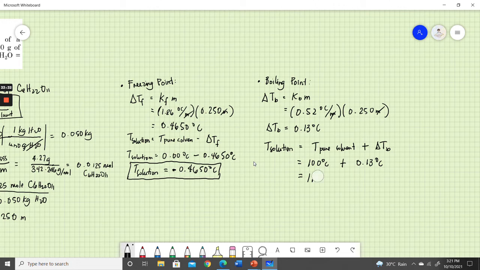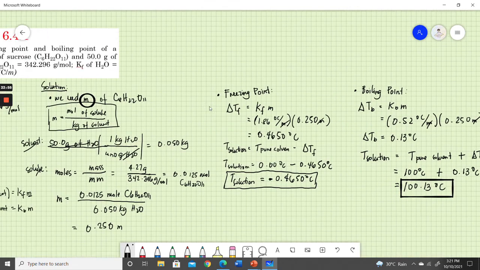100.13 degrees Celsius. So this is the temperature you need to boil the solution. So hindi na siya magbo-boil sa 100 degrees lang. You need 100.13 degrees Celsius to boil your solution.